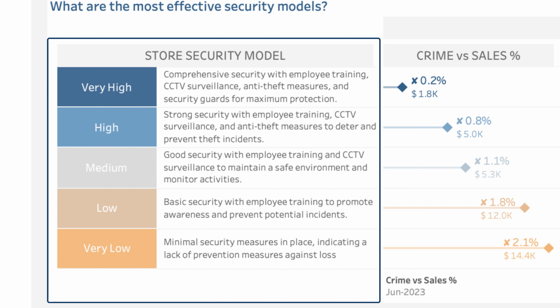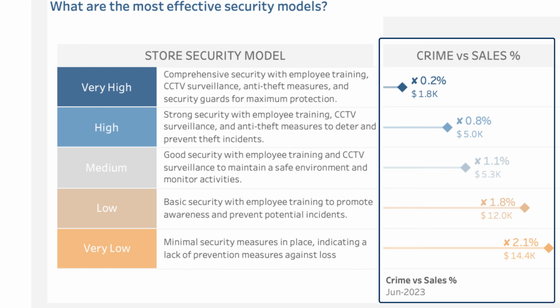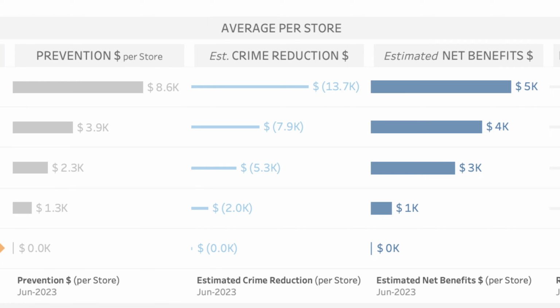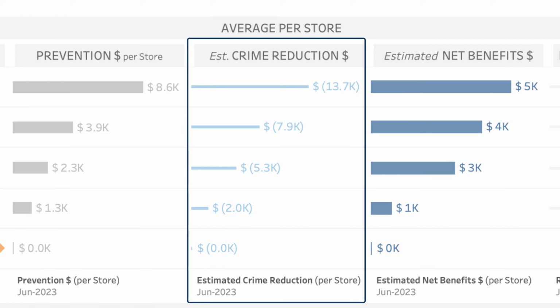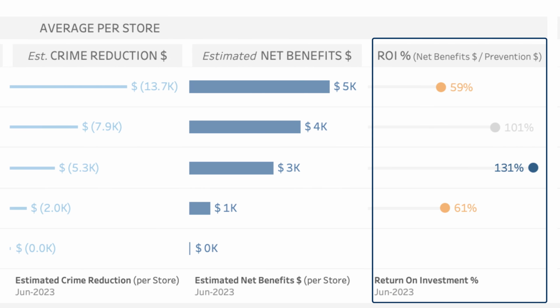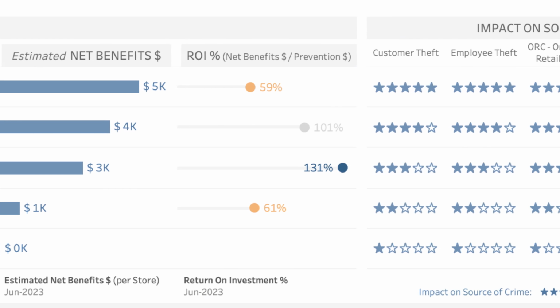At the top, the different security models used, with details of each model. The impact of each model on crime as a proportion of sales. The average cost of prevention for each store. An estimate of the reduction in the cost of crime. The net benefit. And finally, the return on investment.